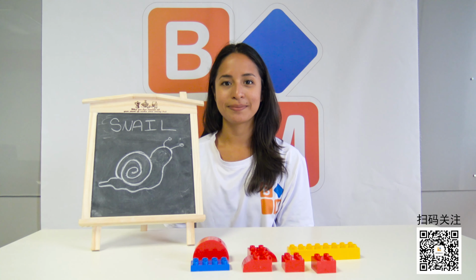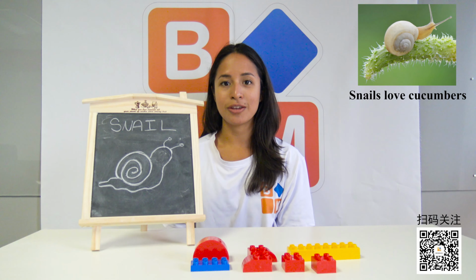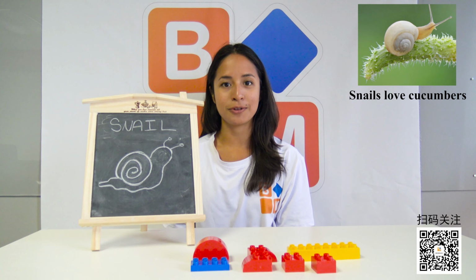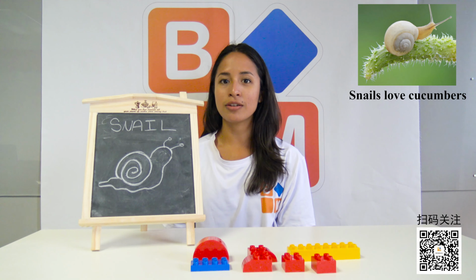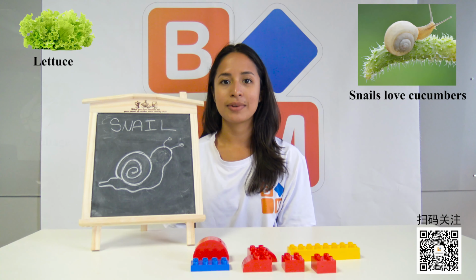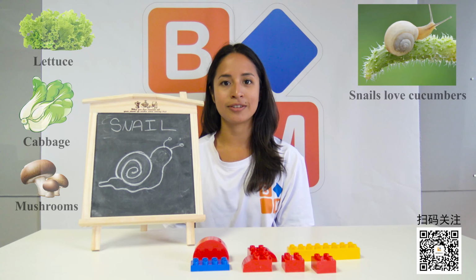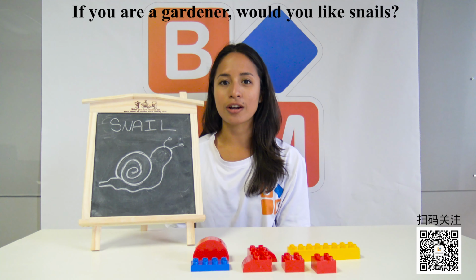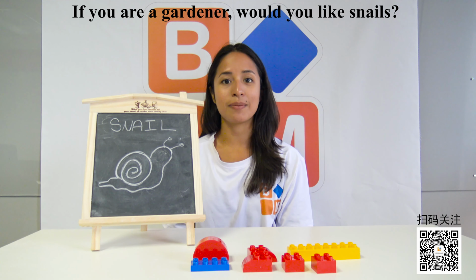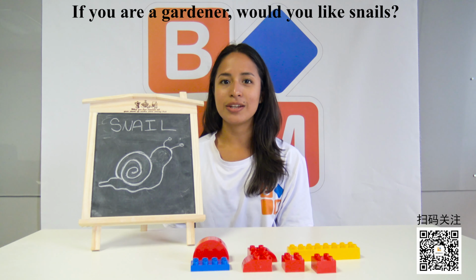So how many of you like cucumbers? Well, it turns out snails love cucumbers. It's their favorite food. But they also love to eat other kinds of vegetables, like lettuce, cabbage, mushrooms, and all sorts of different kinds of rotten materials. So if you were a gardener and you were planting a bunch of vegetables, do you think you would like the snails very much?